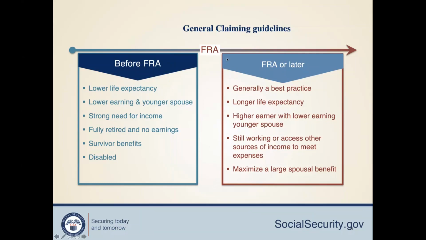So they are saying you can start claiming before FRA if your life expectancy is lower, like we talked about the break-even point, lower earnings and a younger spouse. You need the income and are fully retired with no earnings. Those are the considerations. Whereas generally it's better to wait. They are saying it is generally a best practice to wait until FRA or later.